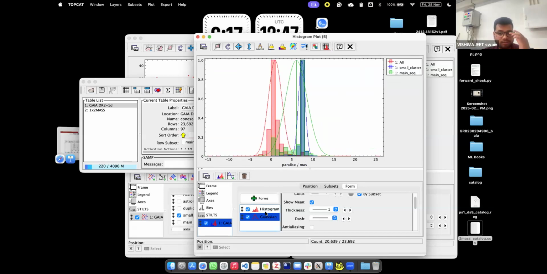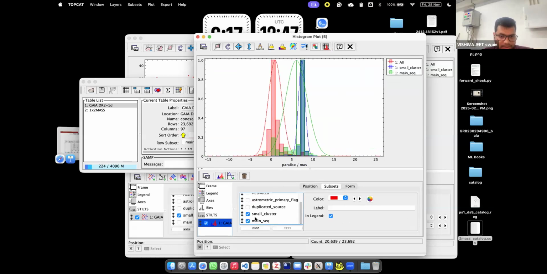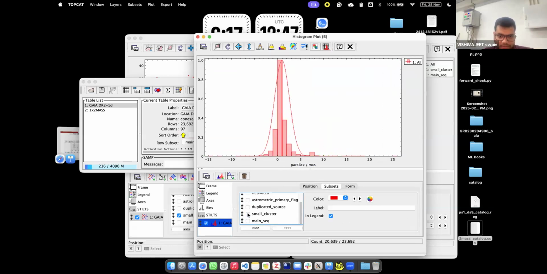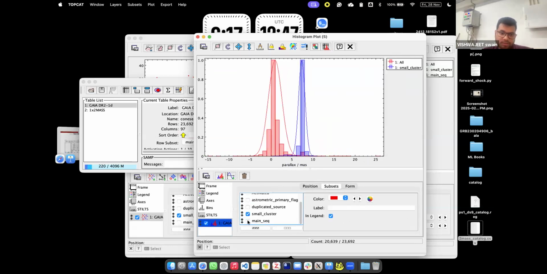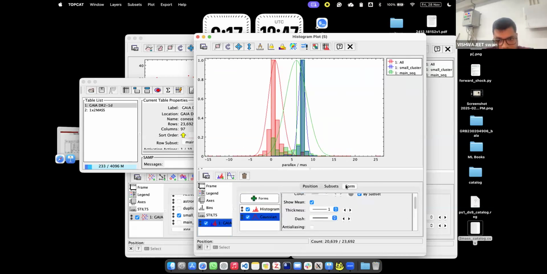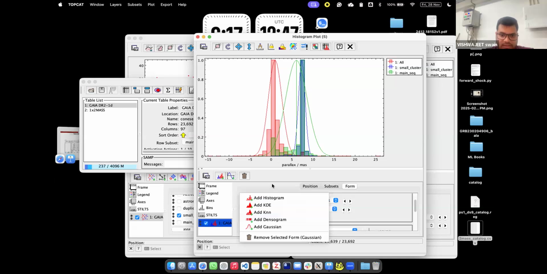So yeah, it's a histogram. Subset, and then you can see one by one. Again, it's a useful tool in the sense that you can actually fit. So in the form, you can do more analysis over that particular histogram.